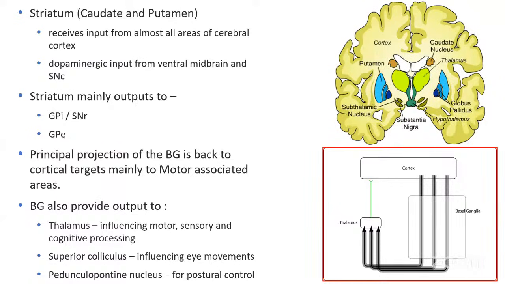Then the principal projection of the basal ganglia goes through the thalamus and back to the cortex, mainly to the motor associated areas. Basal ganglia also provide output to the thalamus, superior colliculi, and pedunculopontine nucleus. To the thalamus, influencing motor, sensory, and cognitive processing; superior colliculus for influencing eye movements; and pedunculopontine nucleus for postural control. So we know that a lesion in the pedunculopontine nucleus is associated with falls and postural instability. Next.